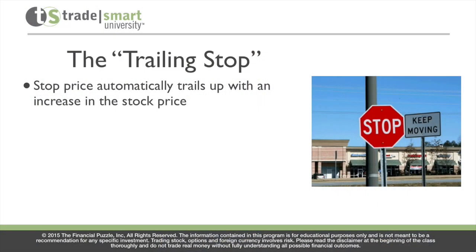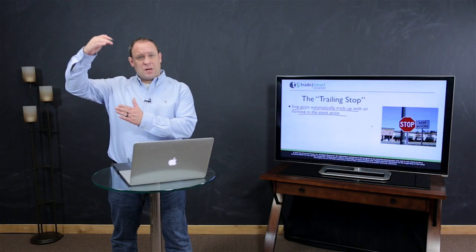Now let's look at the next type of order, which is your trailing stop. The trailing stop is a very popular order. It has some benefits, but there are some challenges to it as well, so we're going to talk about those right now. What happens with a trailing stop is the stop is automatically trailing up with the increase in the stock price. So as the stock makes a higher high, the stop is adjusted with it.